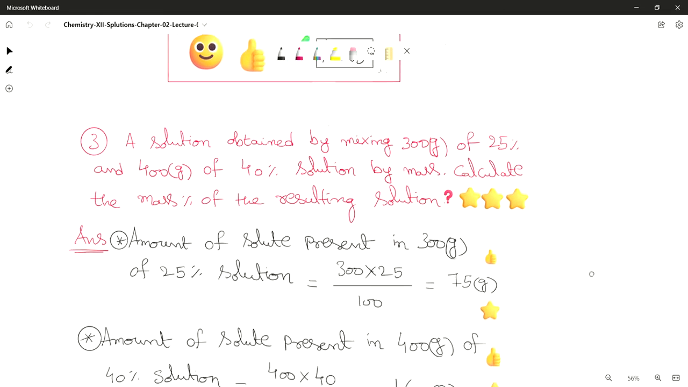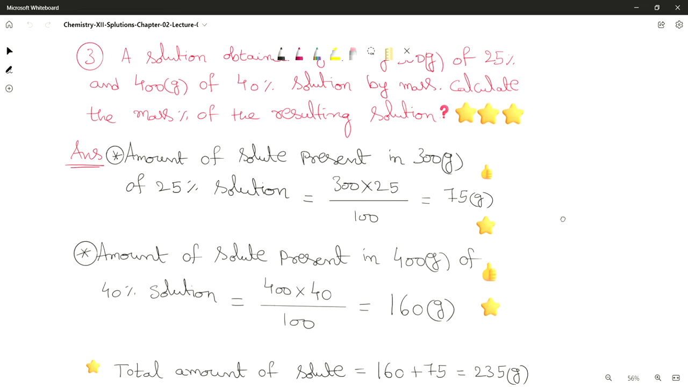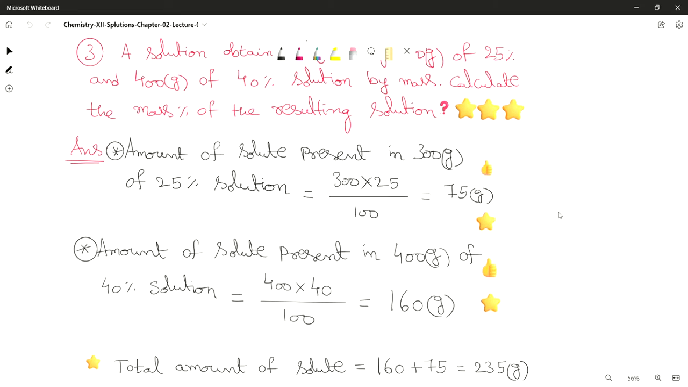A solution is obtained by mixing 300 grams of 25% and 400 grams of 40% solution by mass. Calculate the mass percentage of the resulting solution. This is a very important question. That's why I have put the 3 stars over here. Please give it a practice. The amount of solute present in 300 grams of 25% solution is 300 into 25 divided by 100, which works out to be 75 grams.